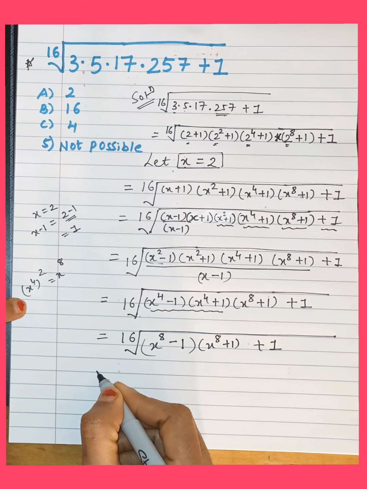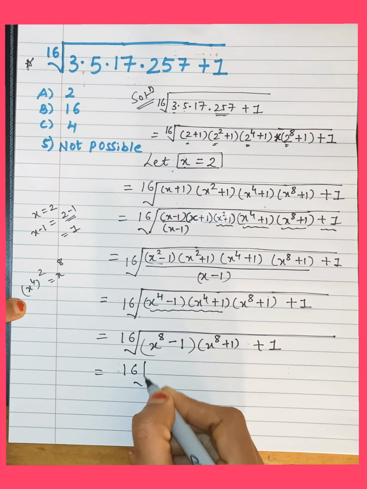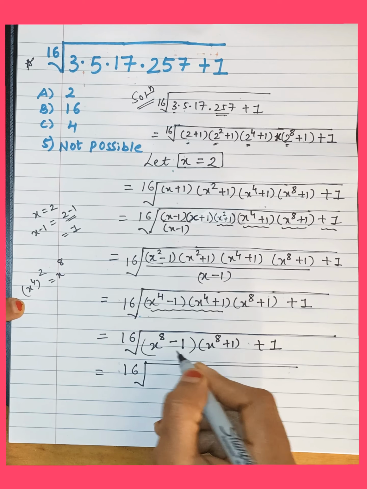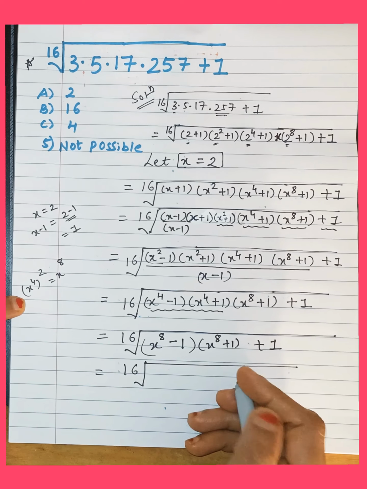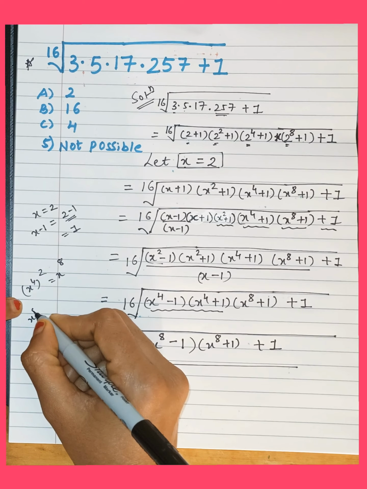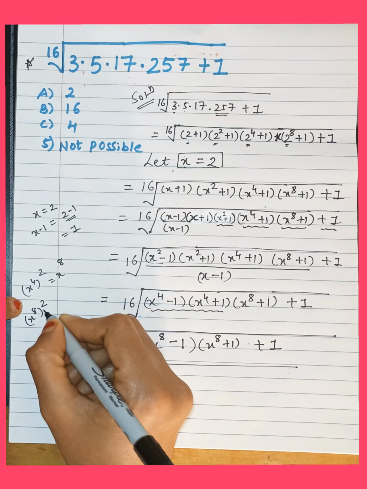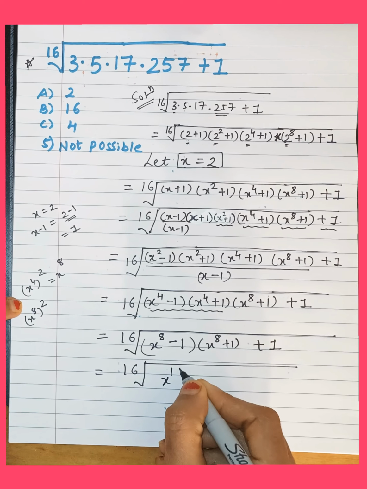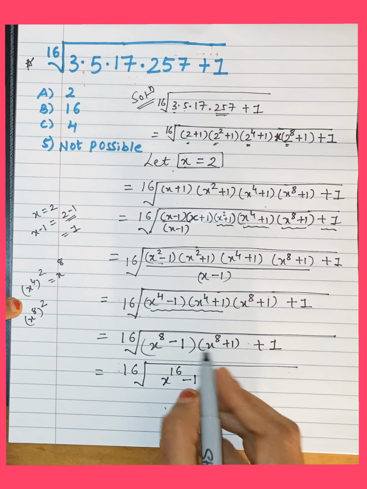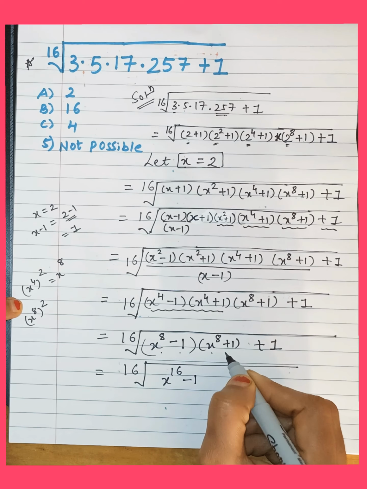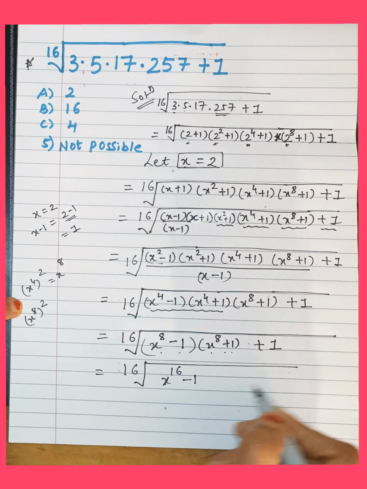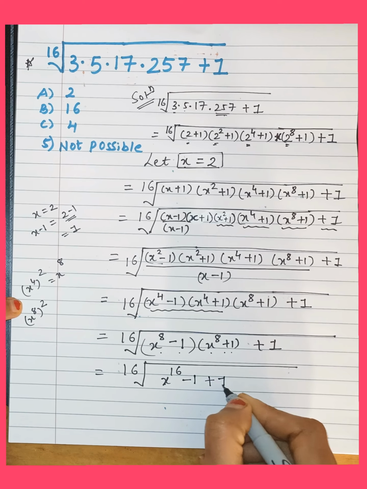Now again 16th root of, again if you see, this is again a minus b into a plus b. So again the same thing we will apply, a square minus b square. Now in place of a, we have x raised to 8. If you square this, it will be x raised to 16. So x raised to 16 minus 1. This is a minus b and this is a plus b, that is a square minus b square. So x raised to 16 minus 1, and this plus 1, we will keep it as it is.